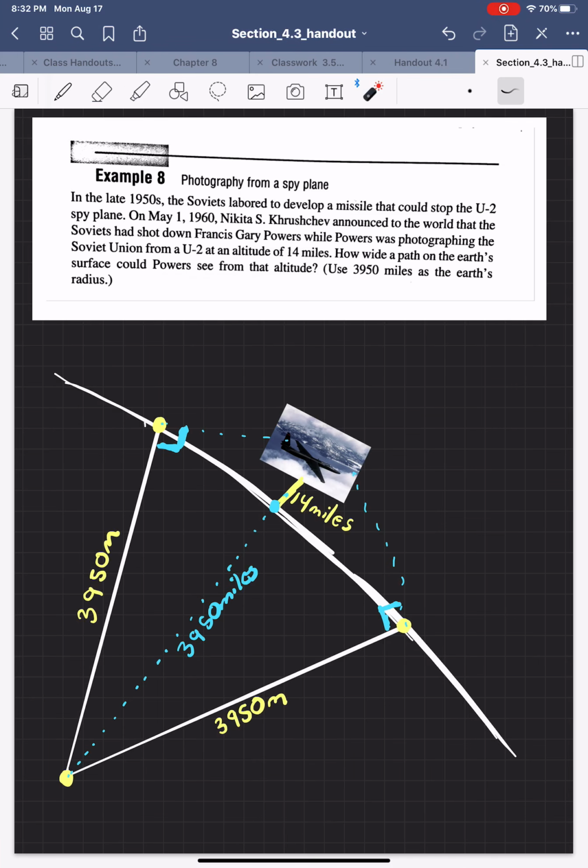Okay, so we have a couple right angles. Let's just focus on this guy. Ready? So what we need right now is we need to know what we have and then what we need, right? So let's list out what we have. Let's list out what we need.